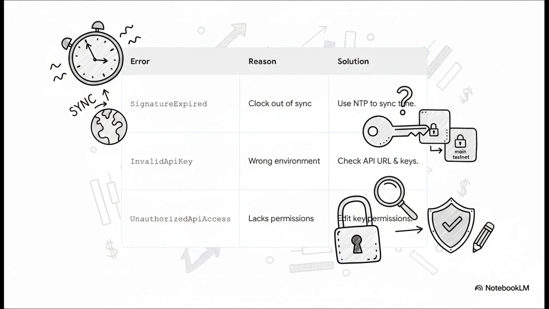If you see signature expired, it's your computer's clock, 99% of the time. Go sync it. Invalid API key, you probably mixed up your testnet and your live keys, or just have a typo. And unauthorized API access, that just means you forgot to check the trading box when you made your key. See, all of them are super simple fixes once you know what to look for.